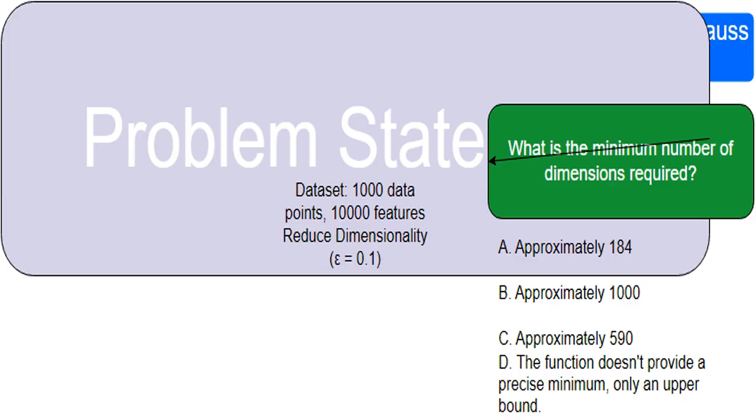I'm tackling a dimensionality reduction problem. Imagine you have 1,000 data points, each described by 10,000 features. My goal is to shrink this data while keeping the distances between points similar. I'll use a tool called Johnson_Lindenstrauss_min_dim with a distortion limit, epsilon, of 0.1, meaning I allow a maximum 10% error in distance calculations.